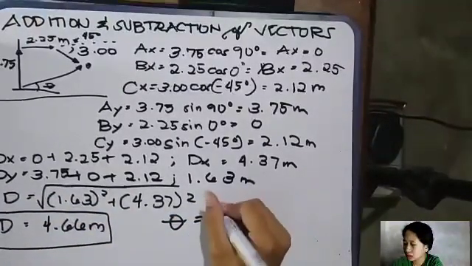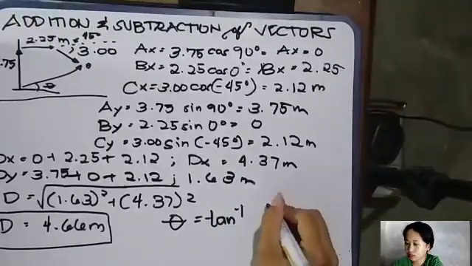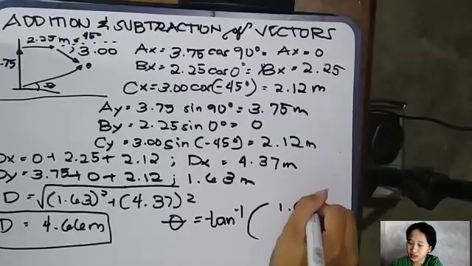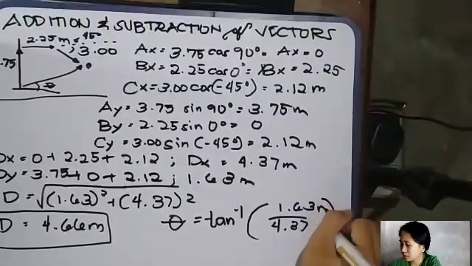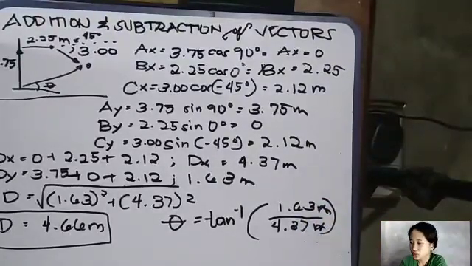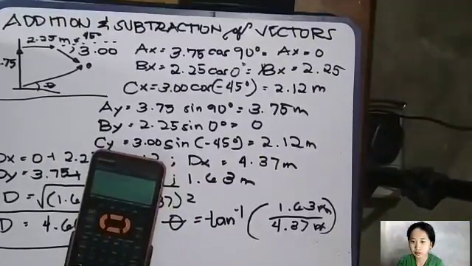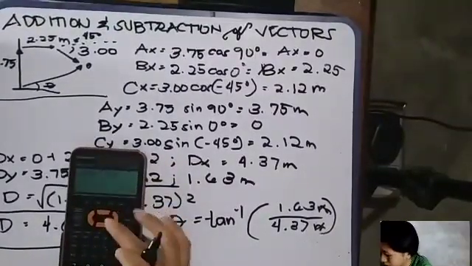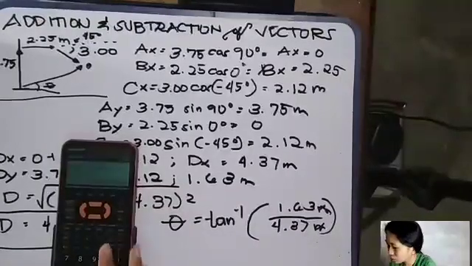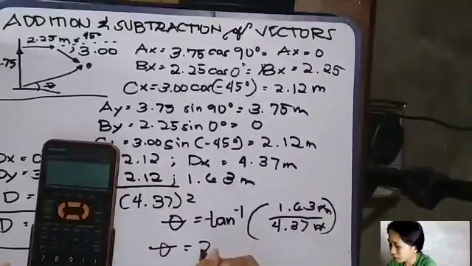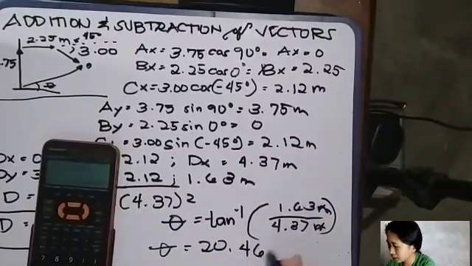Then, yung theta natin is inverse tangent, 1.63 times 4.37, meter, cancel, is equals to inverse tangent times 1.63 all over 4.37 is equals to, yung theta natin is 20.46.